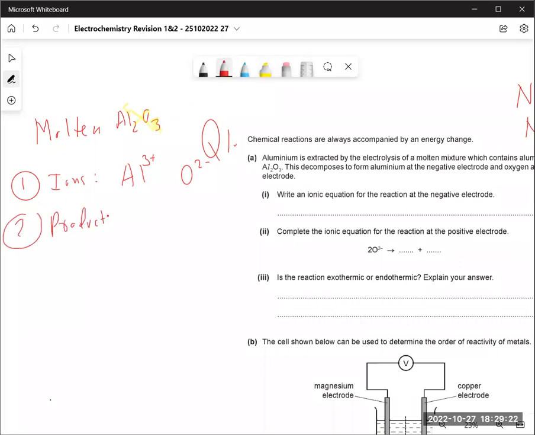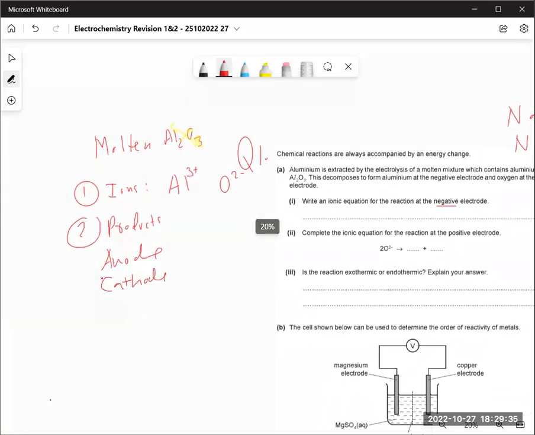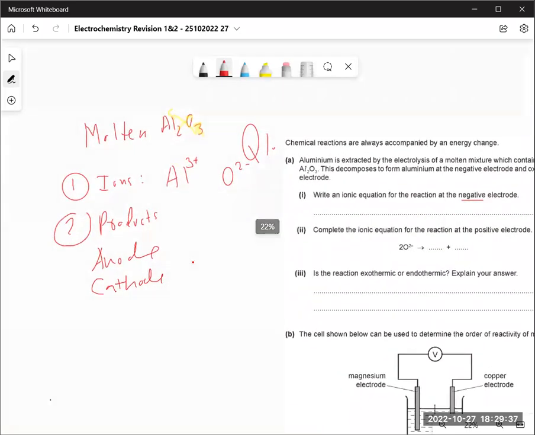Mavadda, tell the product for the anode. Cathode. But they're not asking for the anode, they're asking for the negative electrode. Okay, negative electrode. How do we know this?